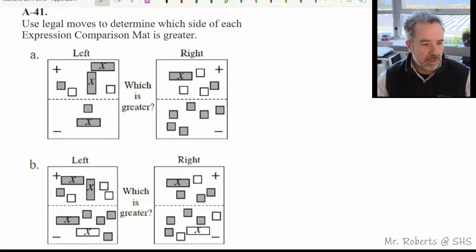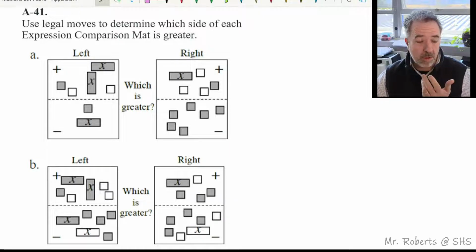This is beginning with question 41 in the appendix. So, first question says use legal moves to determine which side of each expression comparison mat is greater. So, is the left side greater or is the right side greater?